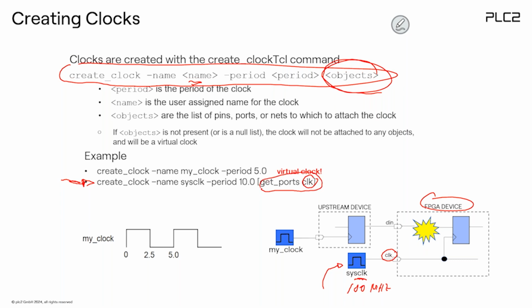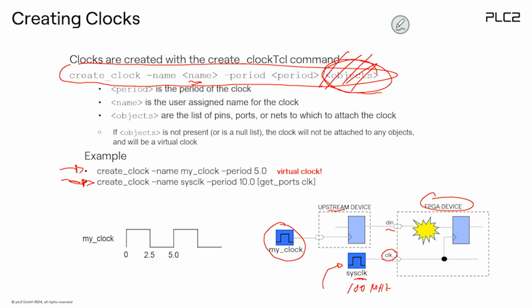This is a connection. But look to this clock called my clock. This clock, my clock, is not connected to the FPGA. It is just needed to drive the upstream components, which again drive a signal connected to the input. But my clock is not connected to the FPGA. This means there is no object because it's not connected, so zero, nothing. So this would be the specification here.